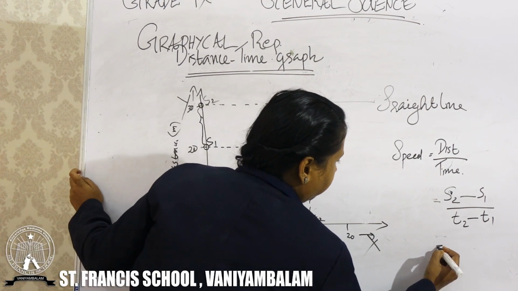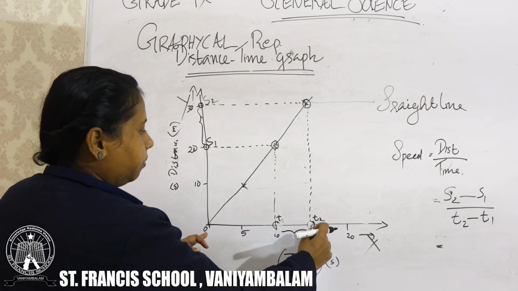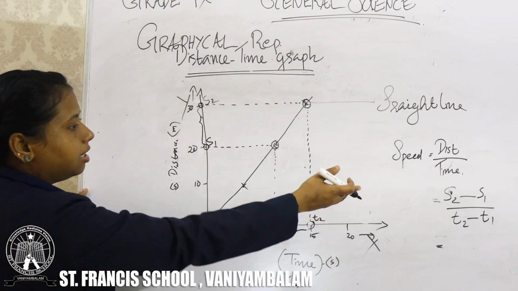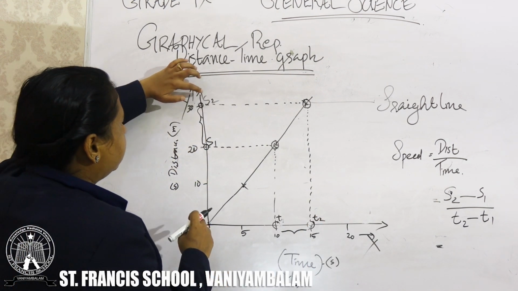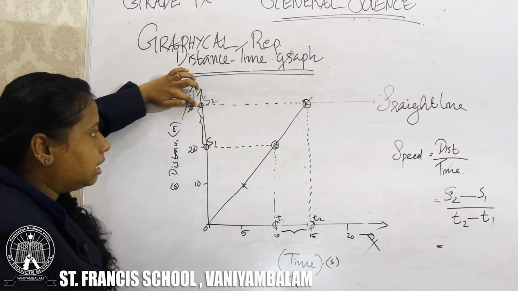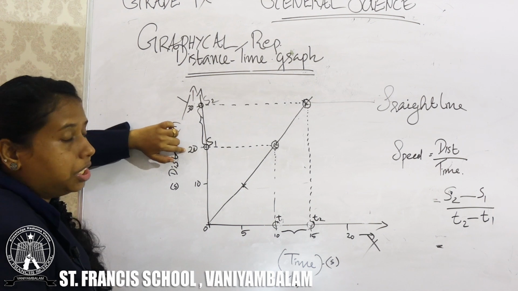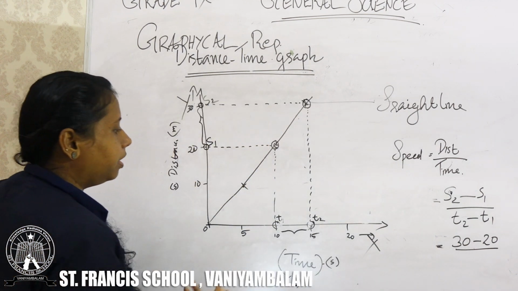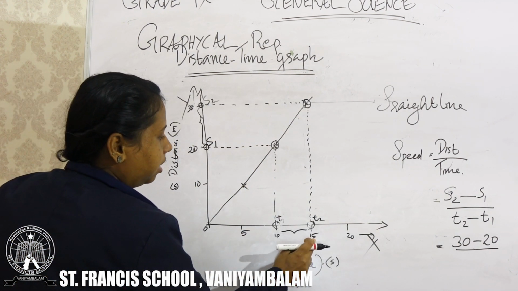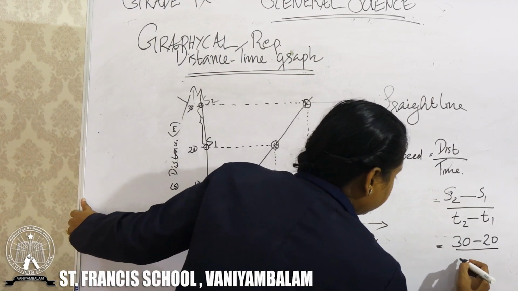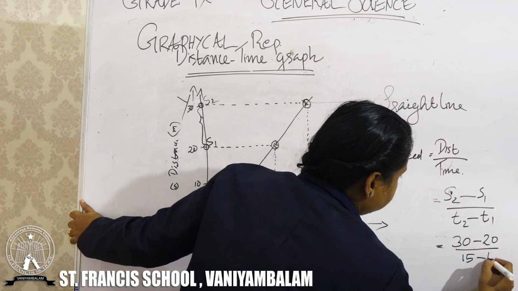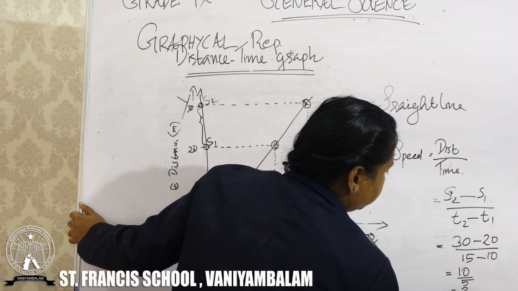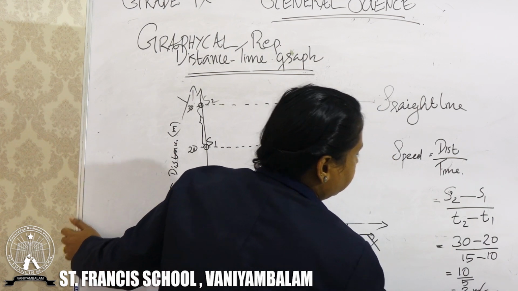And here from this graph, what is the value? See, this is T2. Let us see, in the numerator it is S2 minus S1. What is S2? This is 30. And what is S1? 20. So we can write 30 minus 20 all divided by, what is T2? T2 is 15 and T1 is 10. 15 minus 10. So 10 divided by 5 is equal to 2 meter per second.